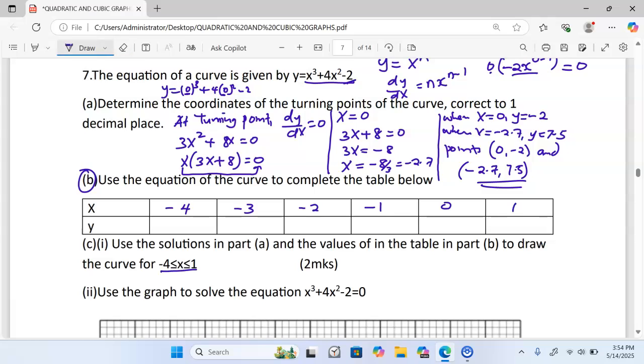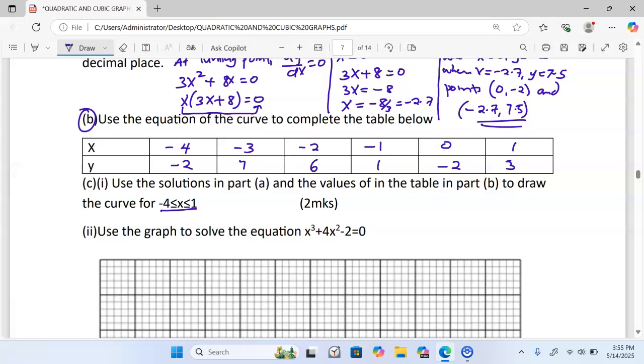We are going to use the values of x to get the values of y. When you put the value of x, which is negative 4, back into this equation, the value of y is going to be negative 2. And when x is negative 3, you can substitute negative 3 in this equation to get the value of y as positive 7. When x is negative 2, again you substitute, you get 6. When it is negative 1, y will be positive 1. When it is 0, y will be negative 2. And finally, when it is positive 1, y will be positive 3.